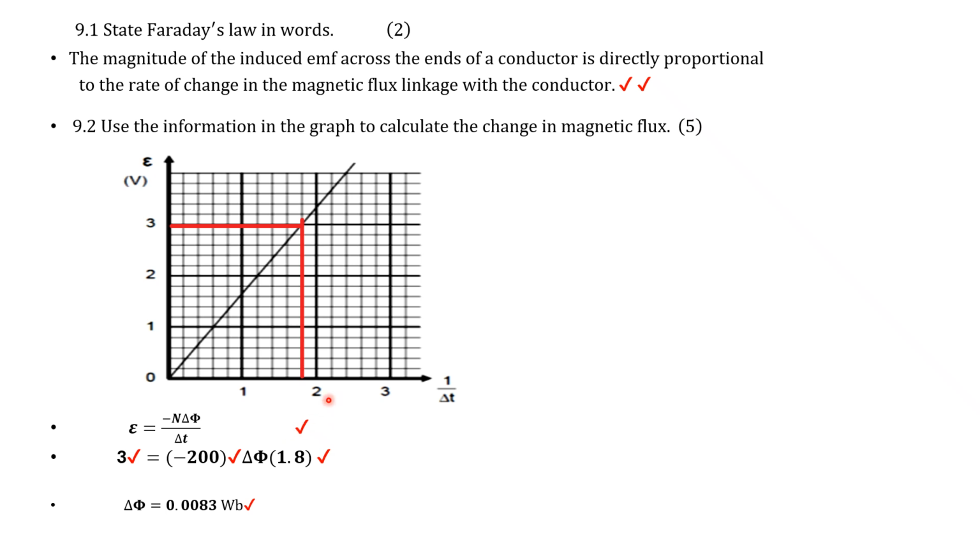So 1 mark for the correct formula, 1 for correctly substituting my EMF, 1 for substituting my number of windings, 1 for correctly substituting 1.8. If I simplify that all, my change in magnetic flux equals 0.0083 Weber. Alright, so I hope you follow. So you see there, I can work from a graph as well to work out change in magnetic flux. Alright, let's look at the next problem.